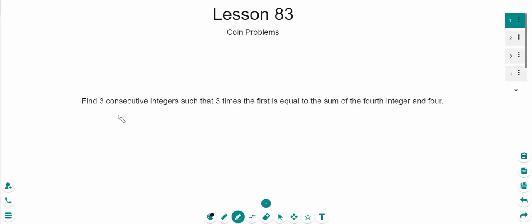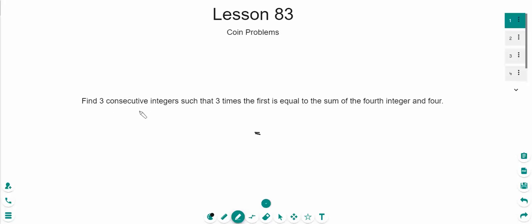It says, find three consecutive integers such that 3 times the first is equal to the sum of the fourth integer and 4. Okay, so this is what we have seen before in the past, and we've had many different story problems that are similar to this, and then others that may be of a little bit of a different nature, but with all of them, the goal is to find the equation that's kind of written into the problem, right? So that's always been the goal. We're trying to find the equation, and once we find the equation, we can solve it and get to our answer, right?